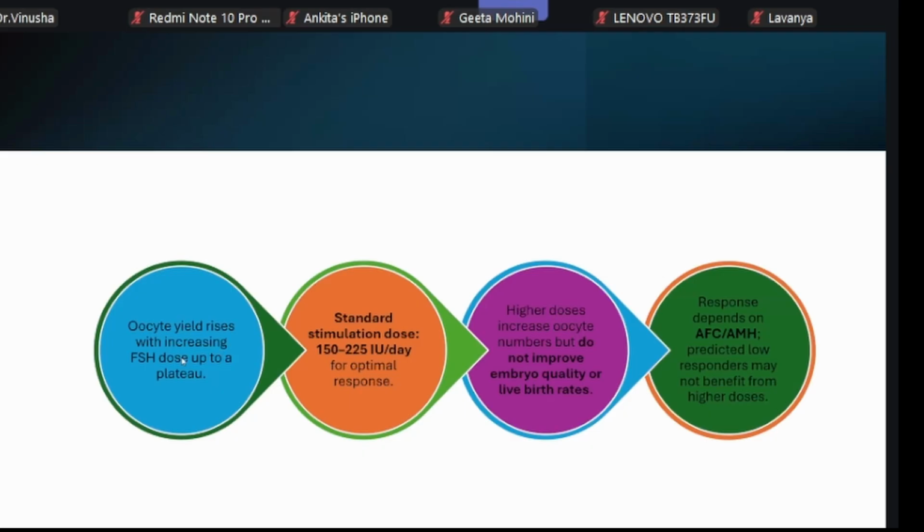So, what dose to start with? The standard stimulation dose would be 150 to 225. Based on the age of the patient and BMI of the patient, we decide the doses. Especially in poor reserve patients with higher BMI, we need more doses, like 400, we can go up to 450. Whereas in PCOS patients, we start with low dose and then accordingly we increase the dose. But giving more than 450, like very high doses to increase the oocyte numbers, does not actually improve embryo quality or live birth rates.